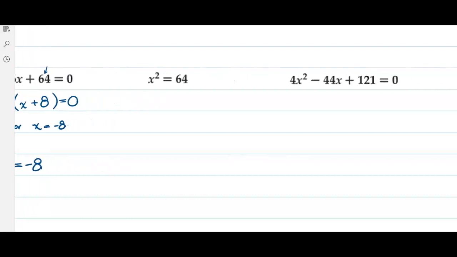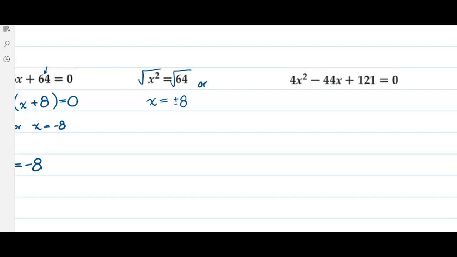This next example is best suited for solving with the square root property. When you have a perfect square equal to some number, you can just take the square root of both sides. And when you take the square root of a number, you always say plus or minus 8. That's the fastest way to solve this.